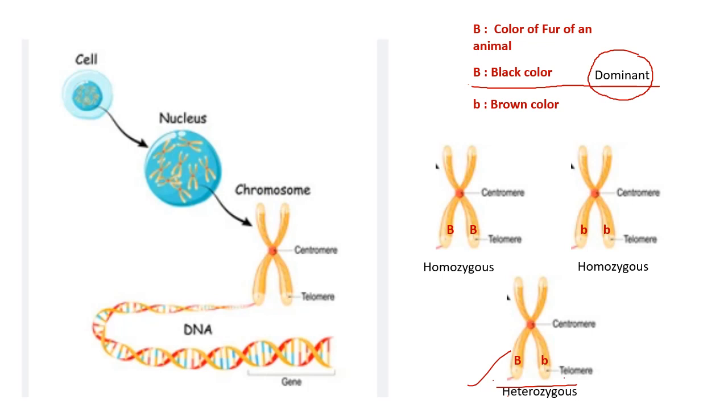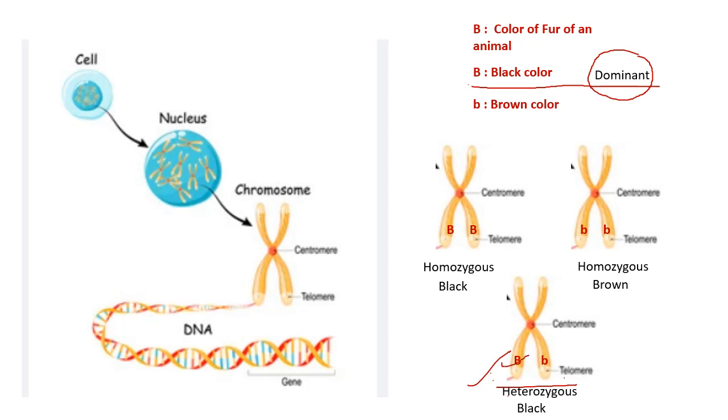So in homozygous, obviously when both are capital B, it is going to produce black color. When both are small, it is going to produce brown color. And when there is a combination of capital B, small b, the condition is known as heterozygous, and it is going to produce black color because the gene B is dominant here.